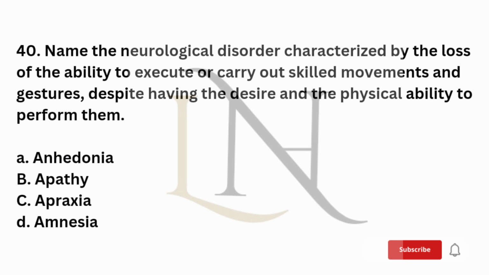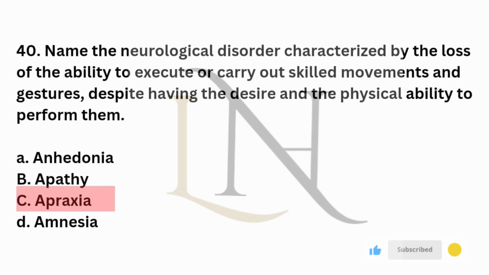Next question. Name the neurological disorder characterized by the loss of the ability to execute or carry out skilled movements and gestures despite having the desire and the physical ability to perform them. Option A, anhedonia. Option B, apathy. Option C, apraxia. Option D, amnesia. Correct answer is option C, apraxia.